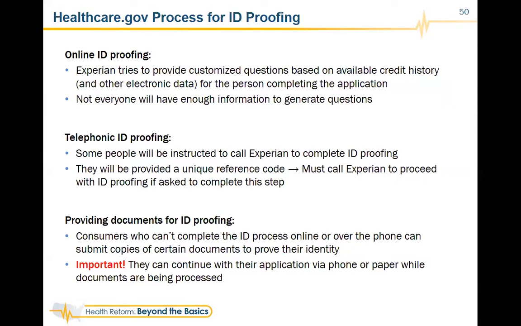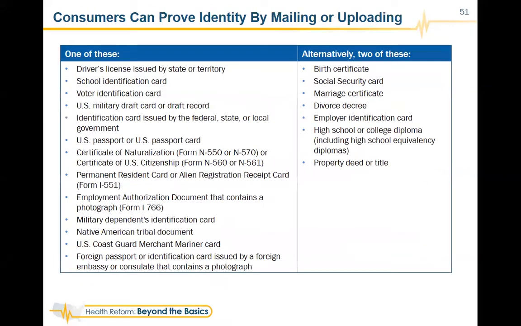But like I said, not everybody has a sufficient credit history, or sometimes there are mistakes in their credit history, so they might not know how to answer some of those questions. So for a variety of reasons, there are certain people who aren't able to make it through that step. When that happens, there is another step where you can pick up the phone and call Experian and try to get through that way. In other cases, consumers are asked to provide documents that prove their identity. You can, again, submit these documents and eventually get your identity proved.